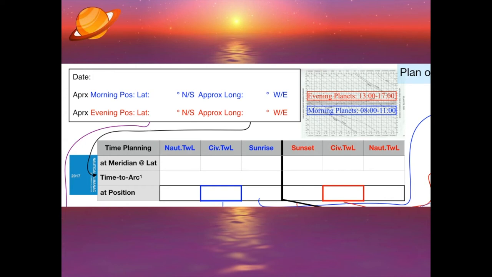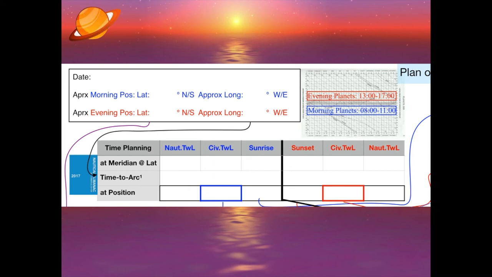So what you do in the left top corner is you write down your approximate position by dead reckoning where you think you will be in the morning in blue, latitude and longitude, and where you plan to be in the evening in red, latitude and longitude. Thereafter, you take the nautical almanac and look when will it be nautical twilight, civil twilight, and sunrise in the morning at the meridian, that's at Greenwich. And also, you prepare by looking at the times, when will the sun set, when will it become civil twilight, and when will it become nautical twilight in UTC at the meridian.